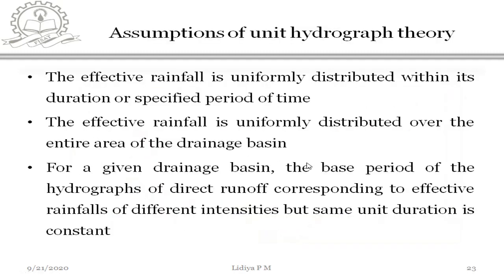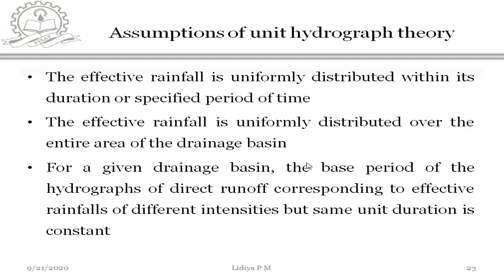Then assumptions of unit hydrograph theory. First assumption, the effective rainfall, that represents the excess rainfall. Excess rainfall indicates the surface runoff is uniformly distributed within its duration or specified period of time. That is, the effective rainfall is uniformly distributed within its duration. This is the first assumption. Second assumption, this effective rainfall is uniformly distributed over the entire area of the drainage basin. This is the second assumption.